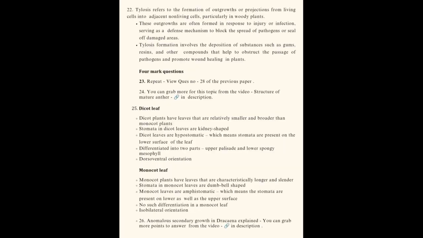22. Tylosis refers to the formation of outgrowths or projections from living cells into adjacent non-living cells, particularly in woody plants. These outgrowths are often formed in response to injury or infection, serving as a defense mechanism to block the spread of pathogens or seal off damaged areas. Tylosis formation involves the deposition of substances such as gums, resins, and other compounds that help to obstruct the passage of pathogens and promote wound healing in plants.